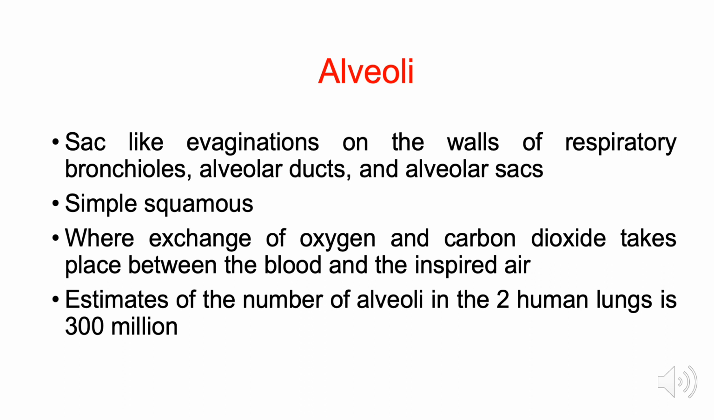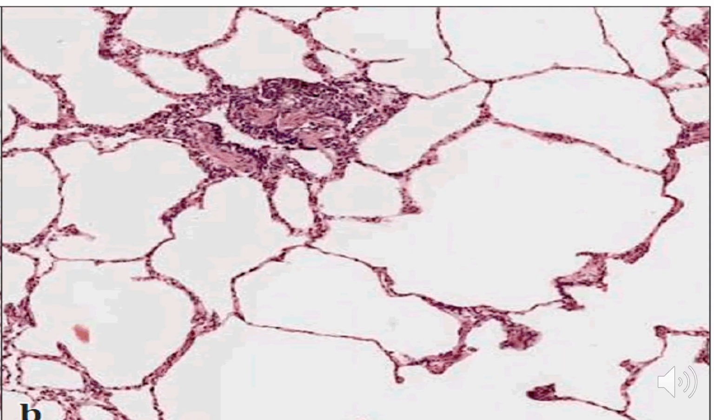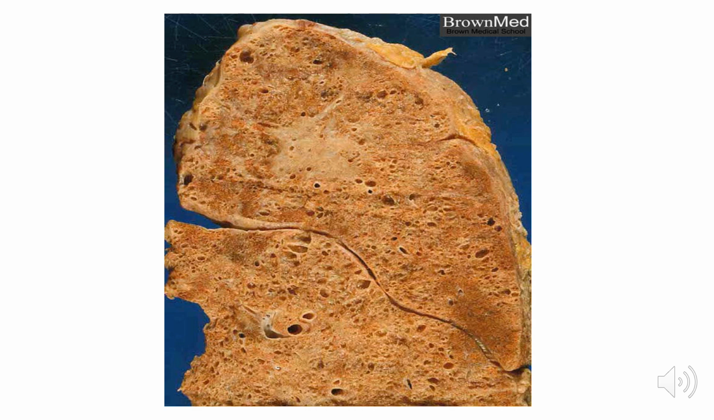Alveoli are the sac-like invaginations that you saw at the walls of the respiratory bronchioles, the alveolar ducts, and the alveolar sacs. And they are lined by simple squamous epithelium, and it is in these alveoli where gas exchange usually takes place. There's an estimated 300 million alveoli in the two human lungs. This is a picture of alveoli. They are lined by simple squamous epithelium. Alveoli are the reason why lungs appear spongy on gross examination.